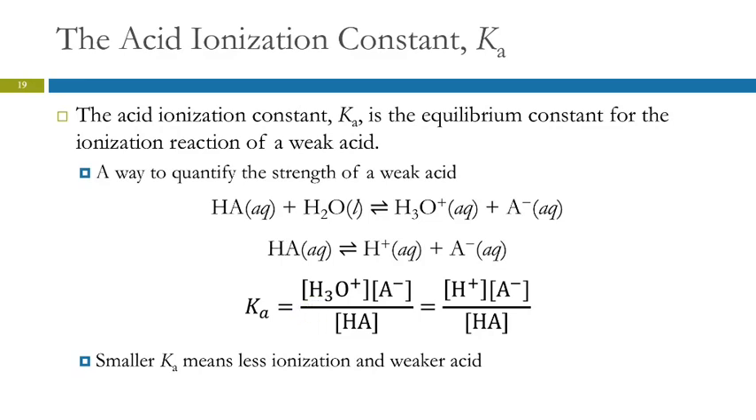So a large Ka means that the equilibrium goes far to the right. So the larger the equilibrium constant, the stronger the acid, right? If you have a small equilibrium constant, that means that the reaction does not proceed very far, and you have a weak acid. Does that make sense? Large Ka, stronger acid.